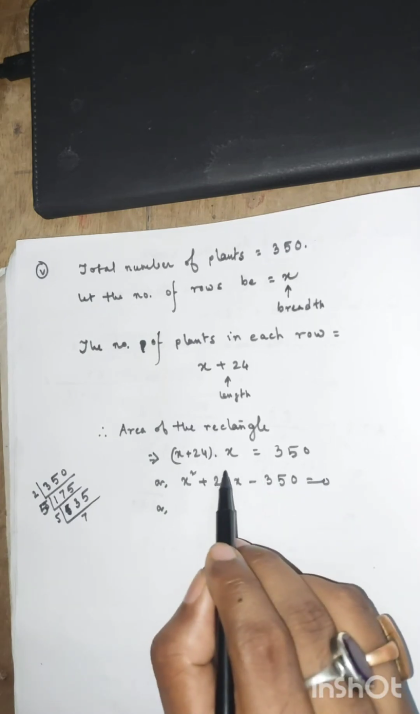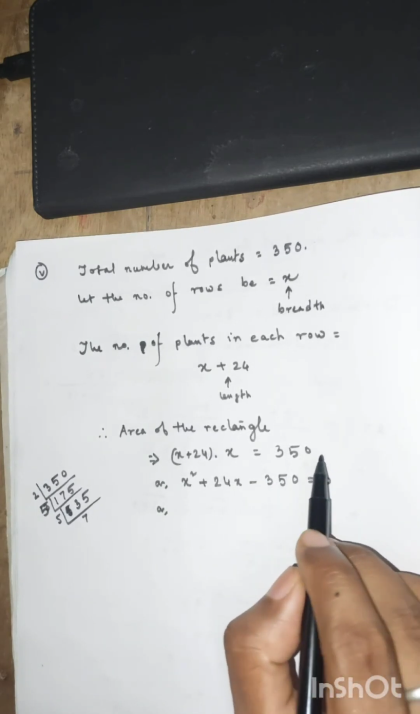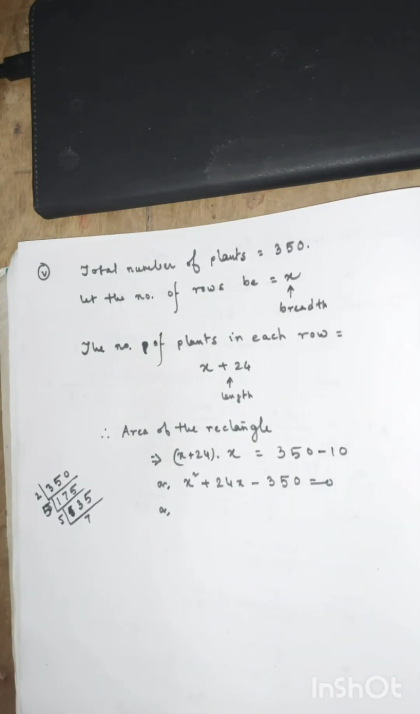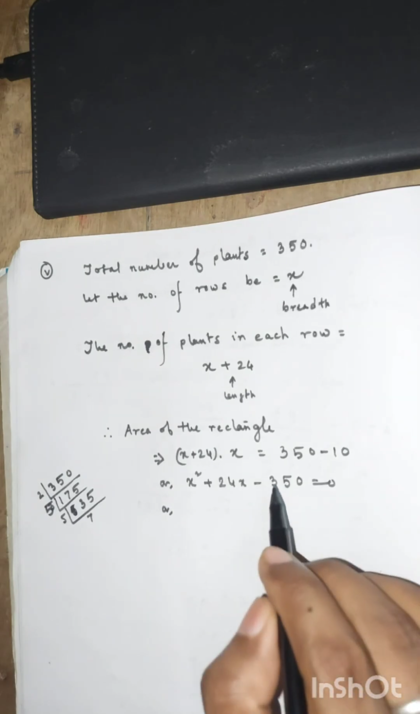Sorry, this area is actually equal to 350 minus 10, because 10 plants remain excess. Those plants are not planted in that rectangular garden, that is why they do not occupy the area. So you have to actually subtract 10 from 350 to get the actual area. Okay, this should be 340.